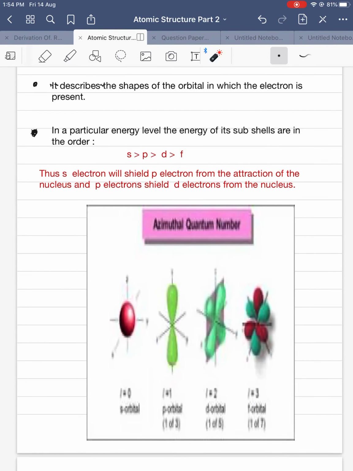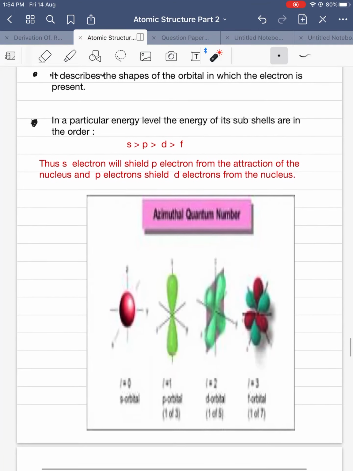Azimuthal quantum number describes the shape of the orbital in which the electron is present. In a particular energy level, the energy of its subshells are in the order s greater than p, greater than d, greater than f. Thus, s electrons will shield p electrons from the attraction of the nucleus, and p electrons shield d electrons from the nucleus.